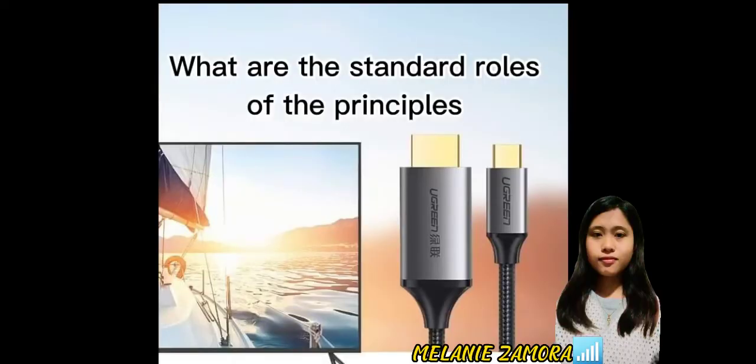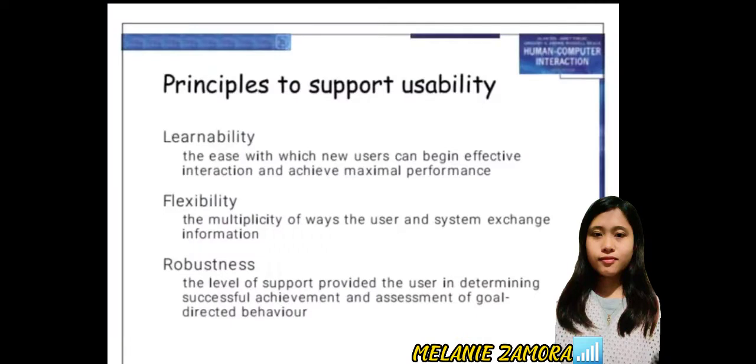What are the standard rules of the principles? Principles to support usability. First, learnability: the ease with which new users can begin effective interaction and achieve maximal performance. Flexibility: the multiplicity of ways the user and system exchange information. And robustness: the level of support provided to the user in determining successful achievement and assessment of goal-directed behavior.